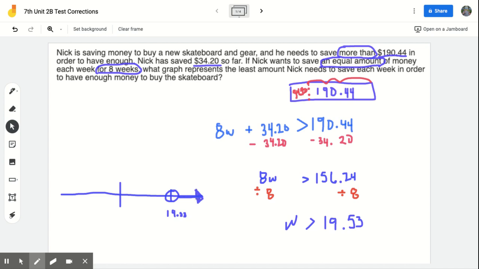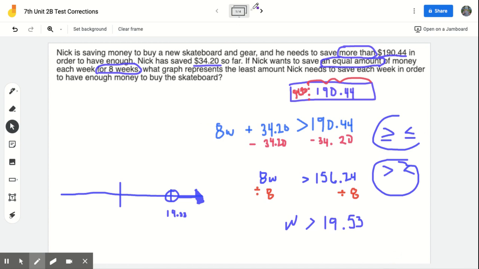So this is what the graph would look like. You would have to solve it first, like we did, and then figure out what this graph would look like. Anytime you have a line under it, you're going to use a closed circle. Anytime you have no line under it, like these two, you're going to have an open circle. So open, and this one's a closed. C and O, open and closed.